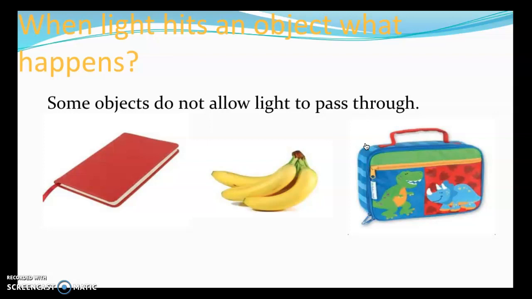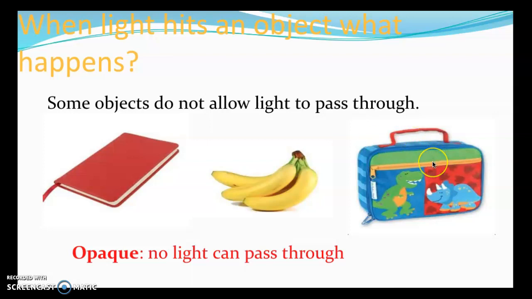Some objects do not allow any light to pass through. We call those opaque objects, like a hand or a book, right? They don't allow light to go through from the other side. We can't see the light through them. So regardless of what's happening, it's opaque. It's not allowing any light to transmit.